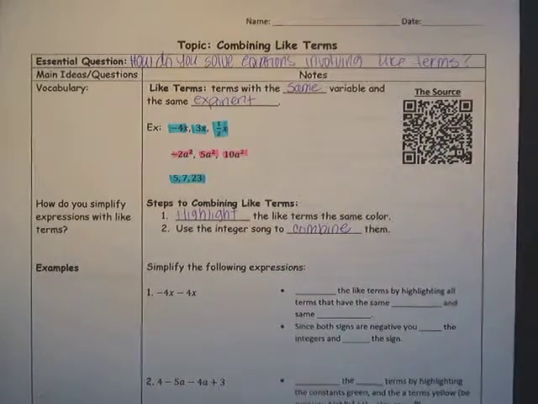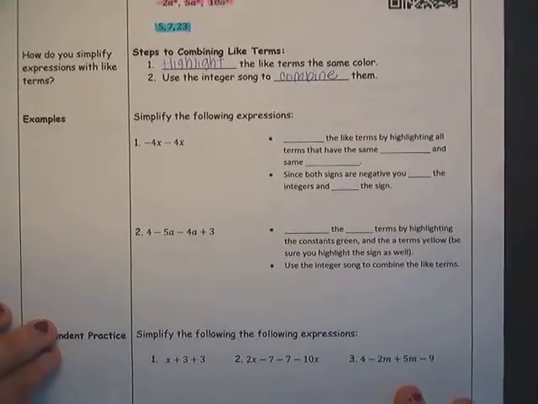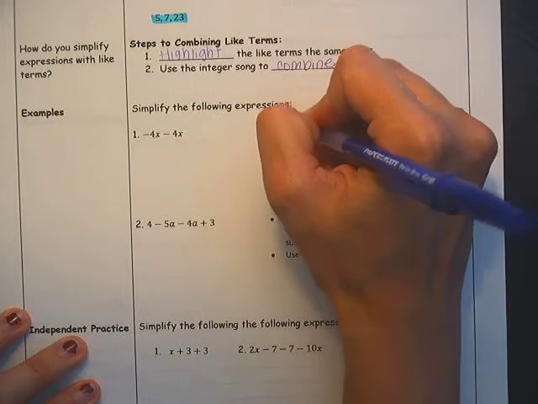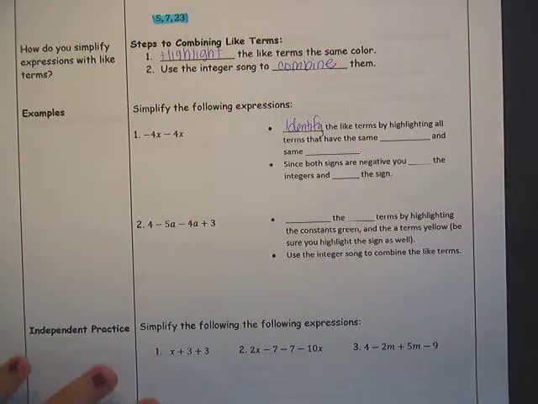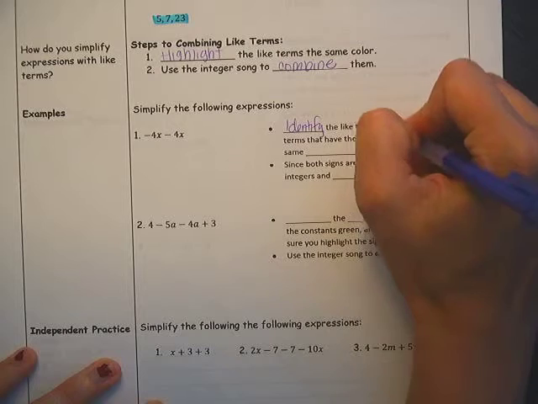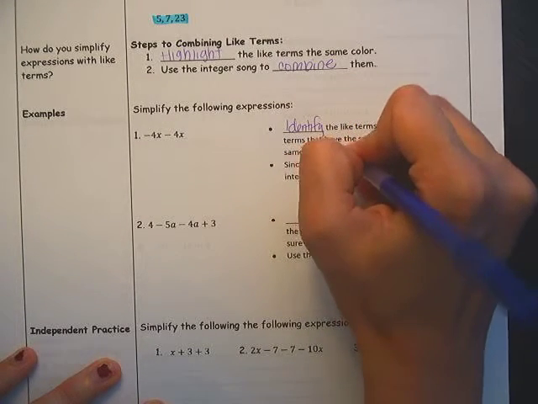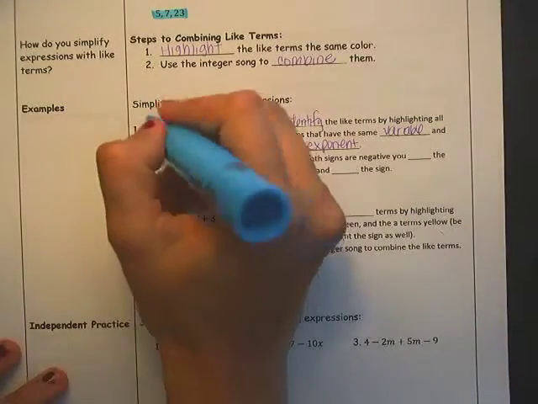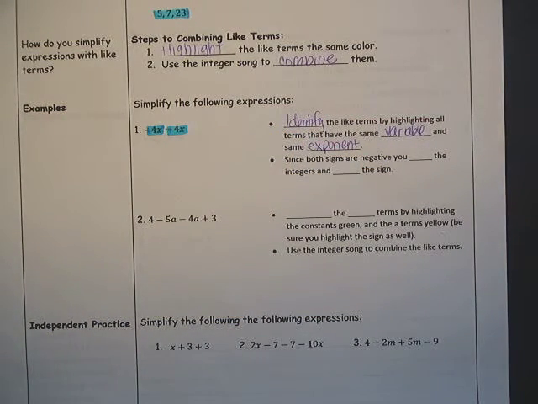Okay? So let's do a couple of examples. So here in example 1, we have negative 4x and a negative 4x. So first we're going to identify the like terms by highlighting all terms that have the same variable and the same exponent. So looking at these two terms, they have the same variable. So this is the same and this is the same. So negative 4x and negative 4x are like terms.